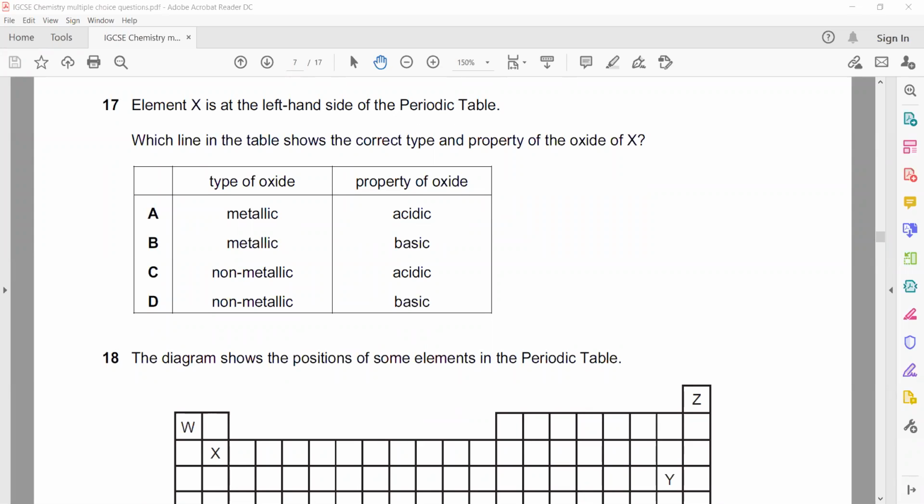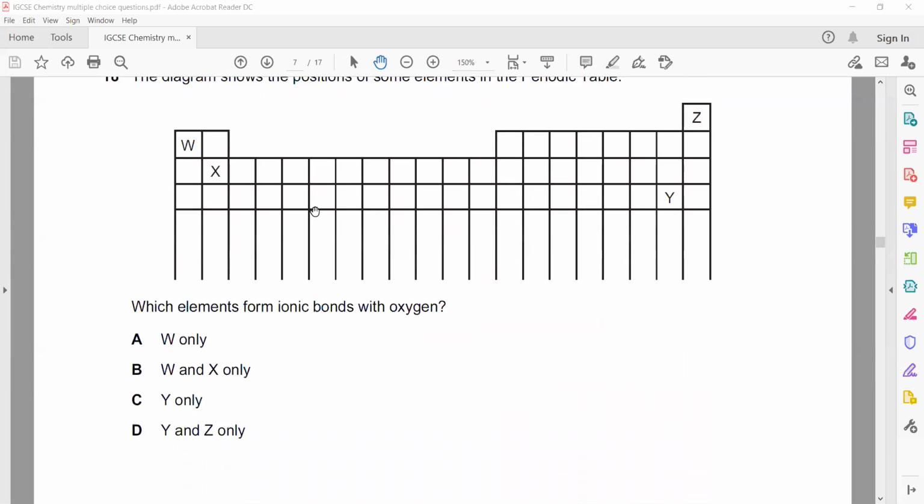on the left hand side, you will find metals. And which type of oxide do metals tend to form? They tend to form a basic oxide. Left hand side of the periodic table. If you move to the right hand side, it will become acidic, non-metal, and form acidic oxide.